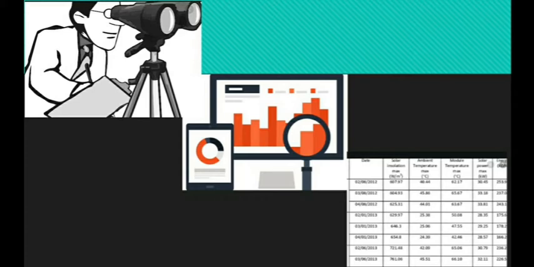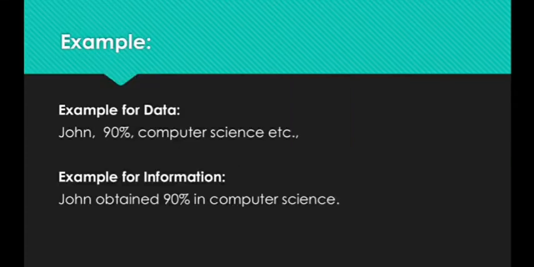Let us understand data and information by looking at this example. As we know, data is just a raw fact or figure, and it is unorganized, unprocessed data. Once it is processed, then we call it information, right? Now look at the example of data: John, 90%, and computer science. By looking at this data, I cannot come to a conclusion because it is not yet processed.